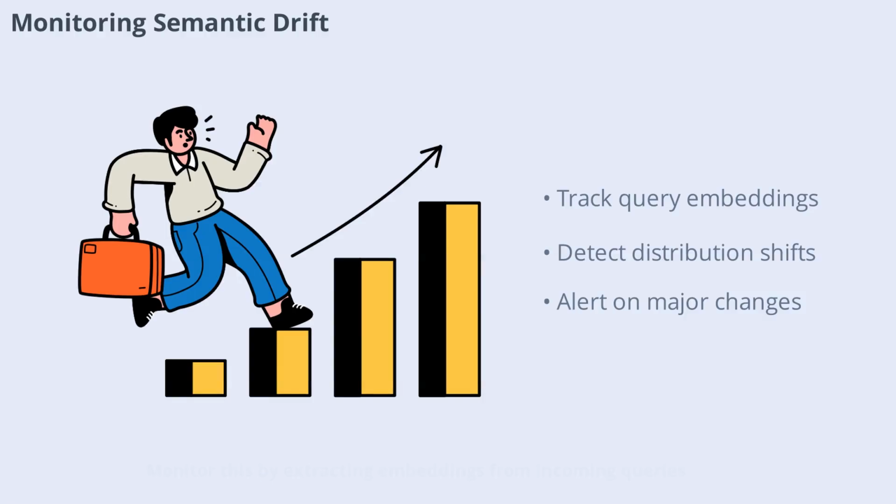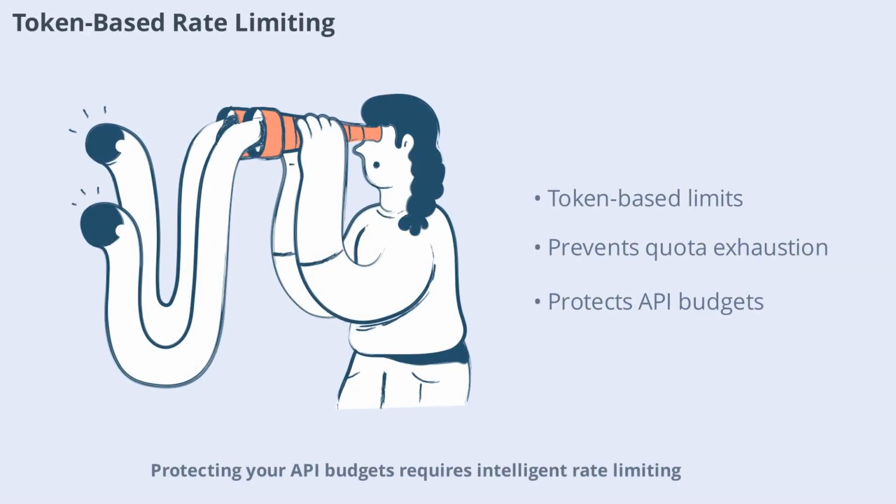Semantic drift occurs when the distribution of user queries changes over time, often due to new trends or features. Monitor this by extracting embeddings from incoming queries, calculating their vector space distribution, and alerting if there's a significant shift from the baseline. For example, when users start asking about a new product, the monitoring dashboard detects the shift and alerts engineers to update the underlying documentation.